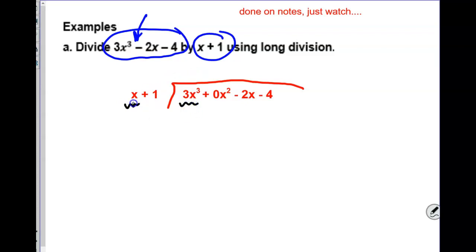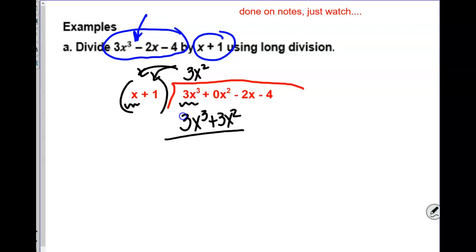You're dividing, but think about it as multiplication. X times what would become exactly 3x cubed? 3x squared. Now, it's not the opposite. You just keep it 3x squared. Then you multiply it by both of those quantities out there. And I don't know why people mess that stuff up, but sometimes they do.